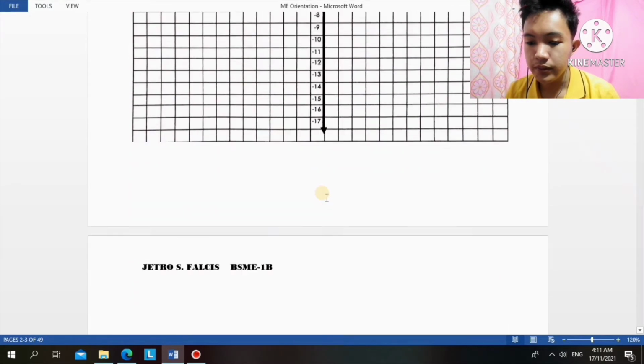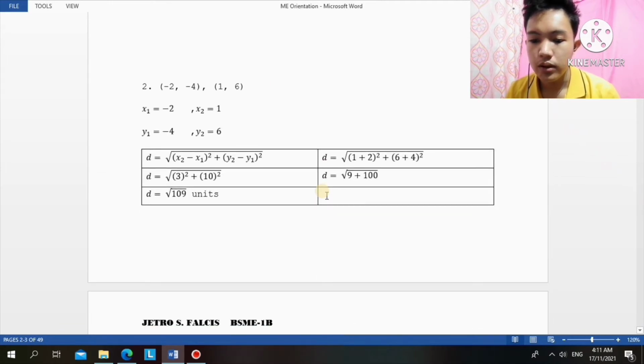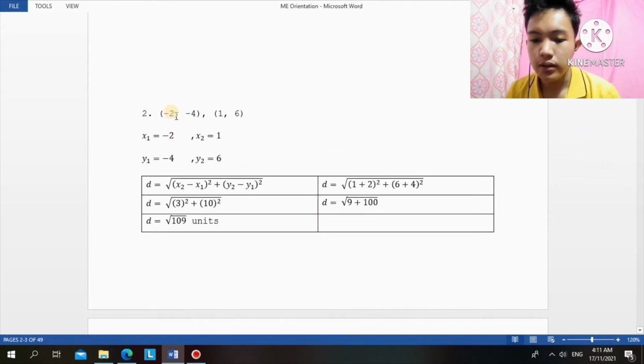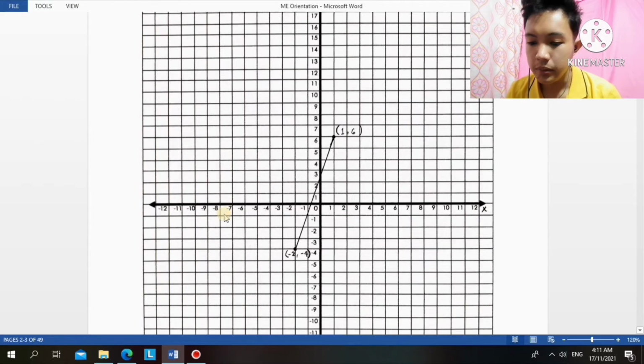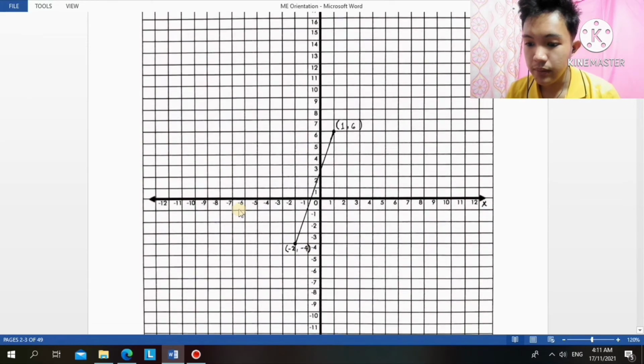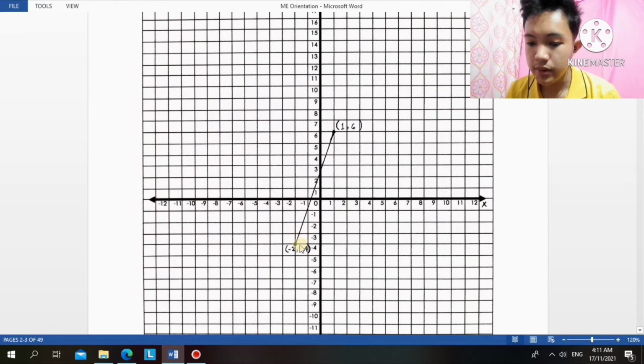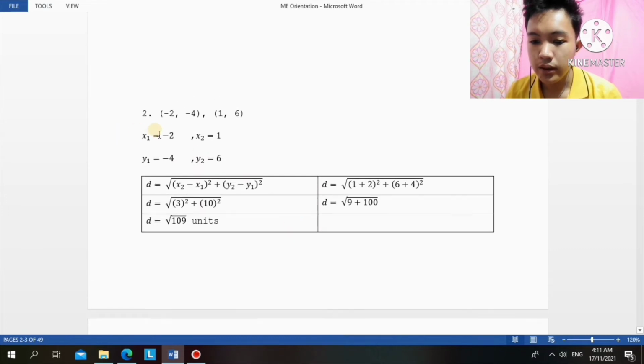So, problem number 2, let's solve the distance between (-2, -4) and (1, 6). So, on the coordinate paper, this is the graph. So, let's solve the distance between these. Our x sub 1 is equal to -2, y sub 1 is equal to -4, x sub 2 is 1, then y sub 2 is equal to 6.